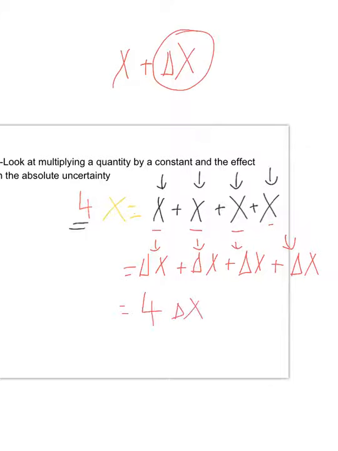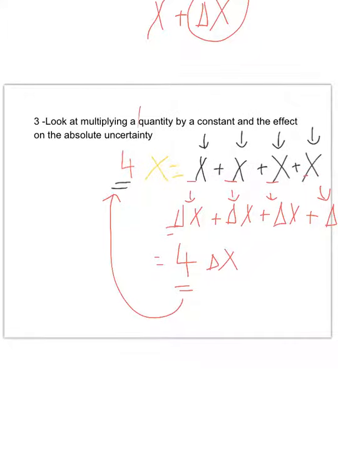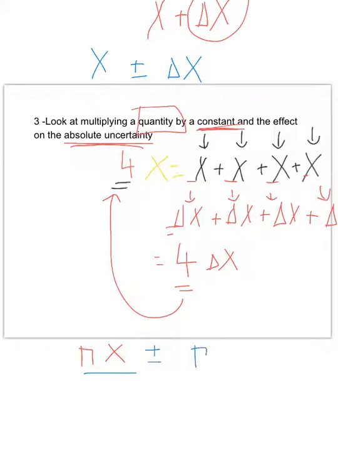And what have we got there? I've seen that 4 before. Here it is. It's the constant, isn't it? So basically we have a much, much easier rule to apply. When you are multiplying a quantity by a constant, you multiply the absolute uncertainty by the constant as well. So if now we need to work out pi x, and x has an uncertainty of delta x, then the final answer would be pi x plus or minus pi delta x.